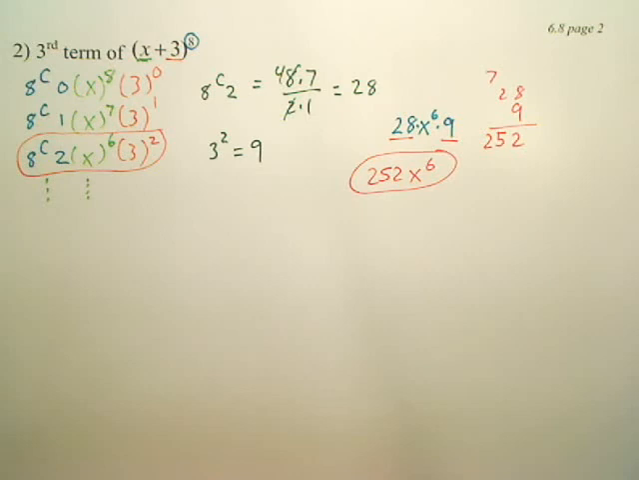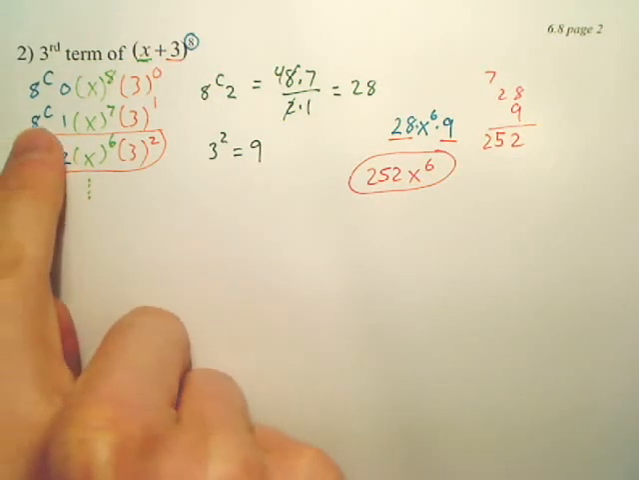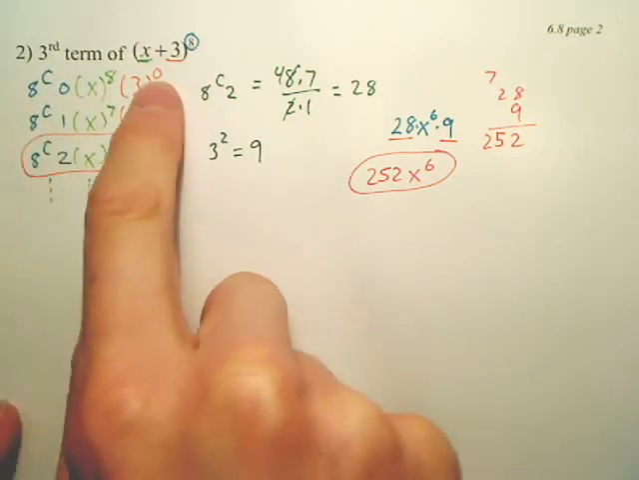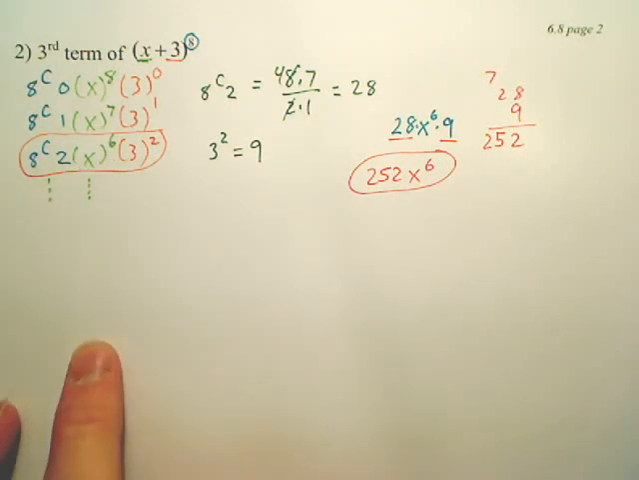That is the 6th term. If it asked for the coefficient of the 6th term, it'd be 252. If I wanted the second term, do you understand? I'd get this. If I want the first term, I get this. If I wanted the 7th term, I'd have to go all the way down to the 7th term.